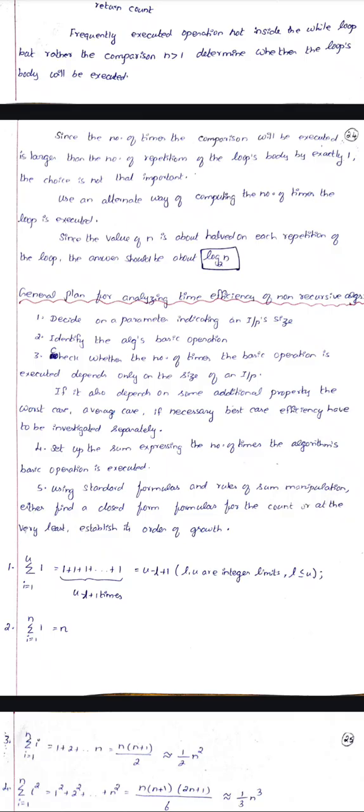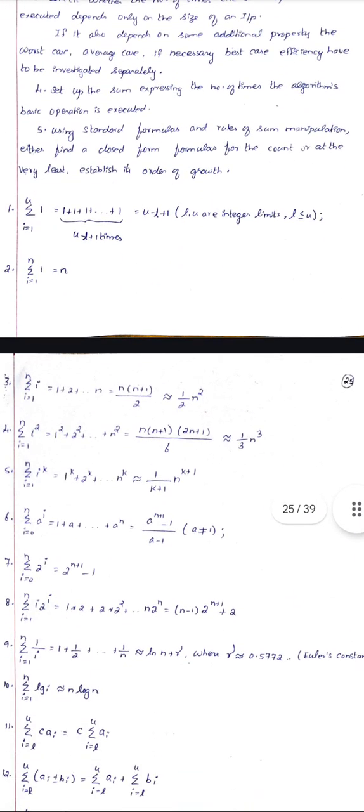Then the general plan of analysis: upper bound minus lower bound plus 1. Mostly it will be like this only. If it is 1, then n. If it is 1, 2, 3, 4 till n, then it will be n into n plus 1 by 2.